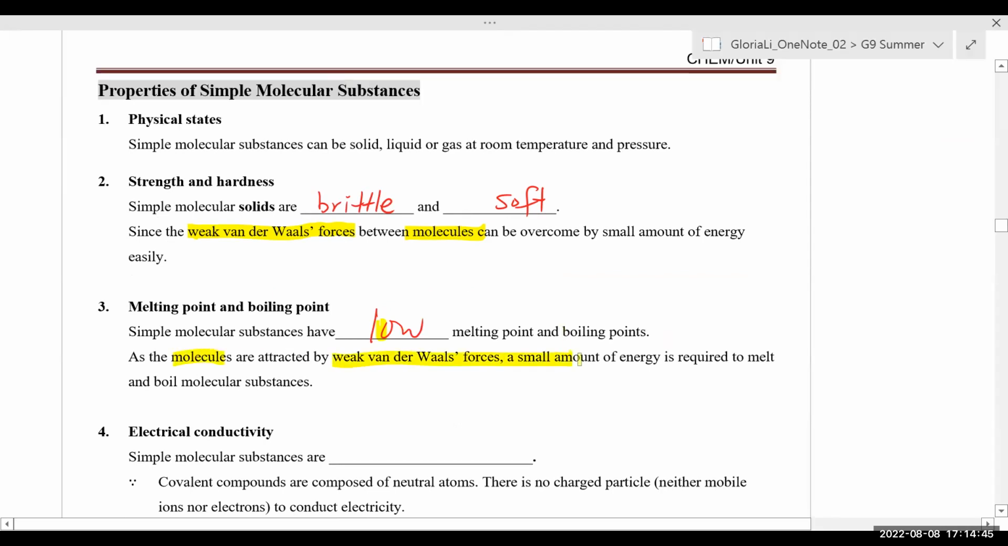And I would like you to highlight one more point, which is about the energy. When we talk about melting point and boiling point, actually you are talking about the energy involved to break the bonds. So you have to relate your answers to the amount of energy required.